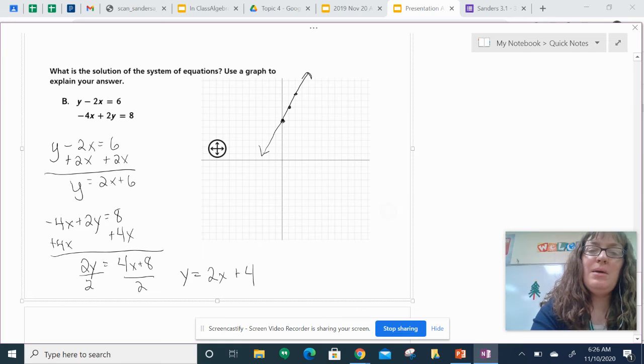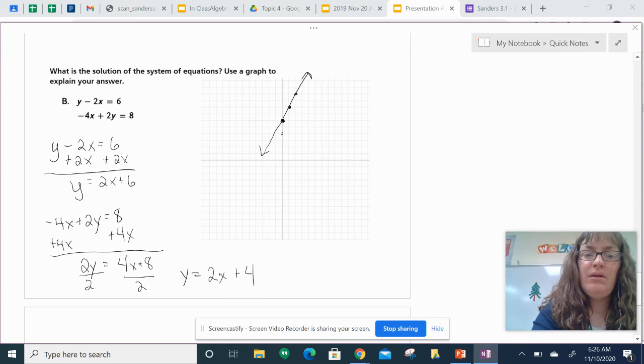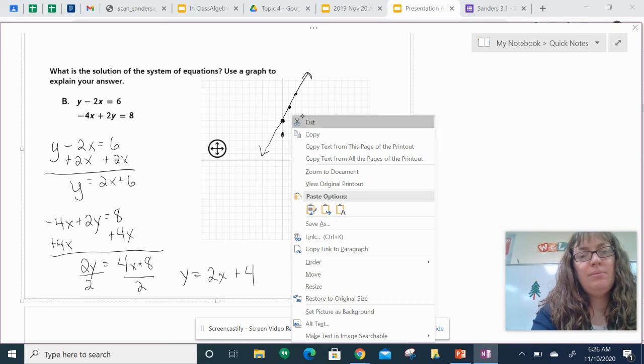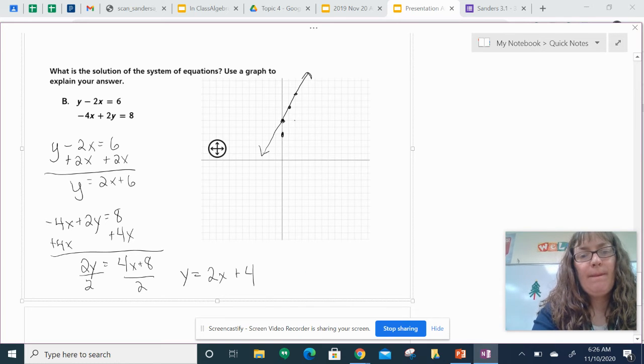So this one tells me I'm going to begin at the y-intercept of 4, so 1, 2, 3, 4. And then it says I'm going to follow a slope of 2, which means up 2 to the right 1. Up 2 to the right 1. Up 2 to the right 1. And so this one looks like this.